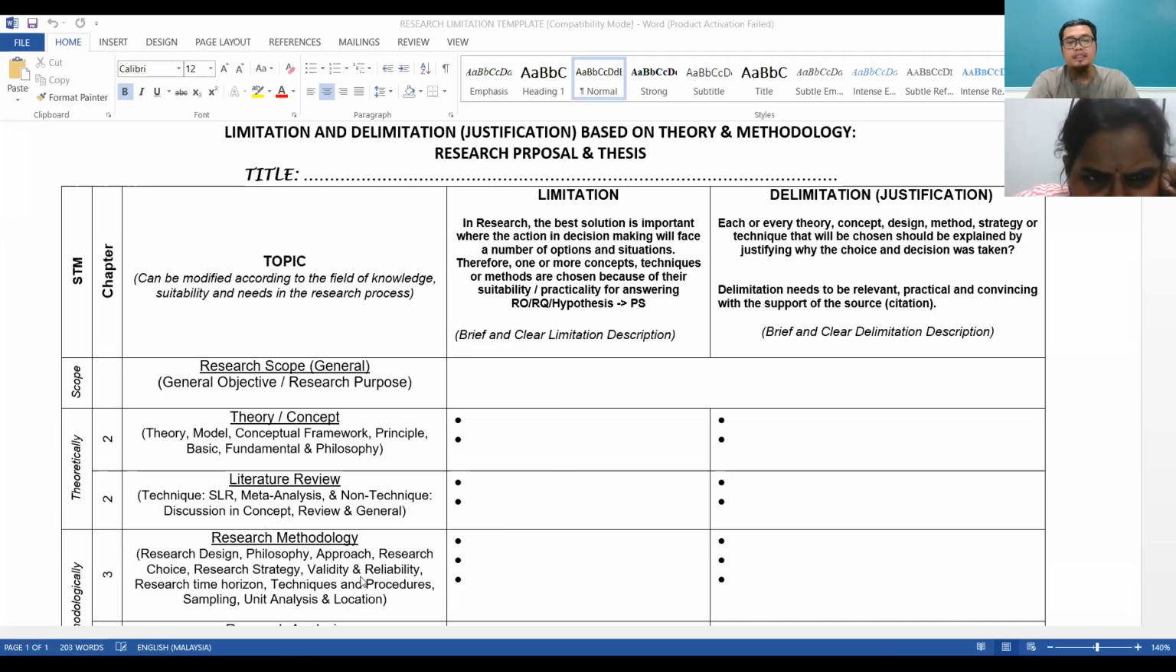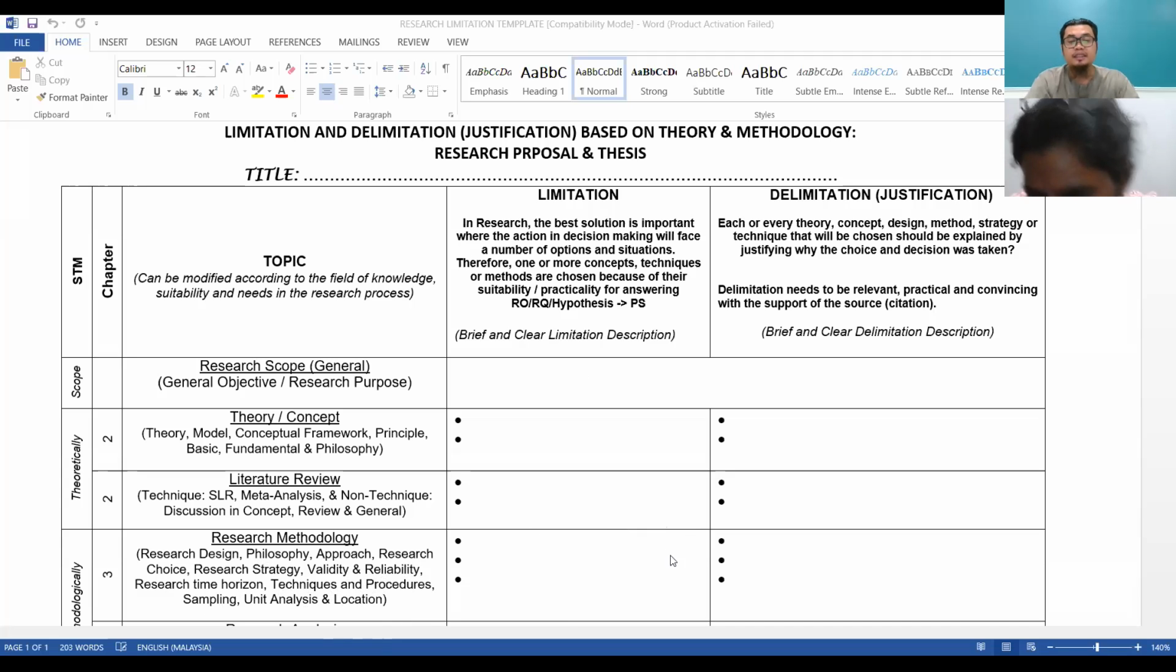Okay, techniques and procedures: what type of data collection, the sampling techniques, the assumptions, and the procedure, including your sampling size and technique, unit of analysis and location also. This is part of the reason why. For example, for locations, your study's location is only based in Perak. Why did you choose Perak? Why don't you cover all of Malaysia, or the northern area of Malaysia?